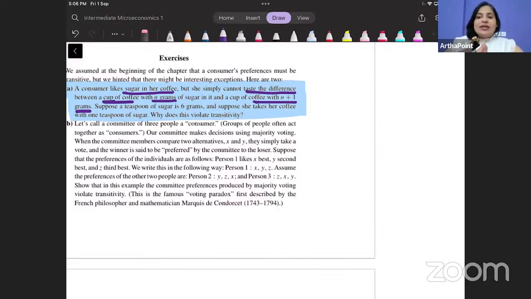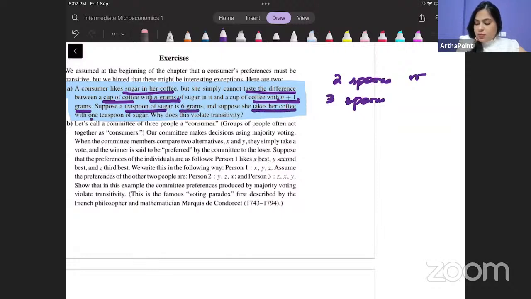Then beta, that is where you are indifferent between the two spoons. So whether you have 2 spoons of sugar or 3 spoons of sugar, you are indifferent between the two. ठीक है? ऐसा ही कुछ example इन्होंने यहाँ दिए, that the consumer is indifferent between n and n plus 1 grams of sugar. मतलब उसे ज्यादा difference नहीं समझ में आता कि क्या दो स्पून शुगर है या 3 स्पून, या 3 स्पून शुगर है या 4 स्पून, वो उसके बीच में indifferent है. But a consumer, suppose a teaspoon of sugar is 6 grams and suppose she takes her coffee with 1 teaspoon of sugar. Why does this violate transitivity?